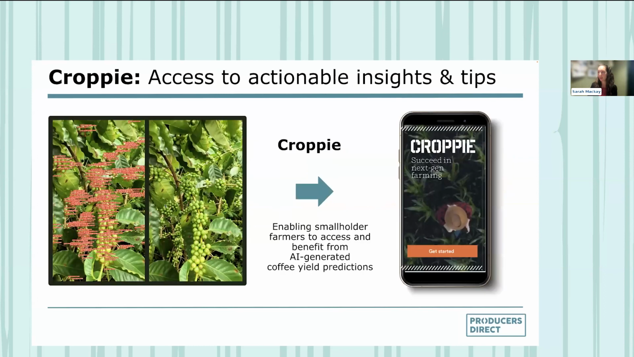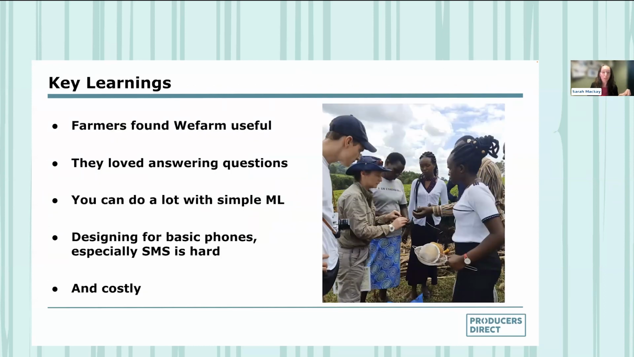So first of all, farmers found WeFarm really, really useful. We asked farmers whether or not the information they received was useful information or not useful information, and about 80% of farmers responded that it was useful, so we know we were providing useful information.